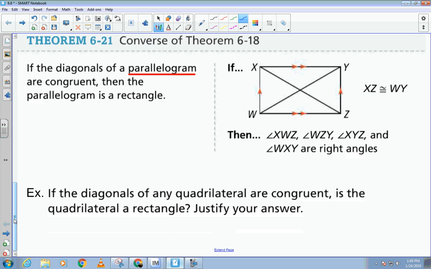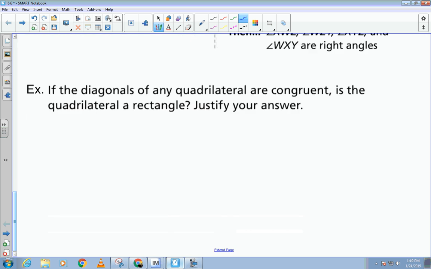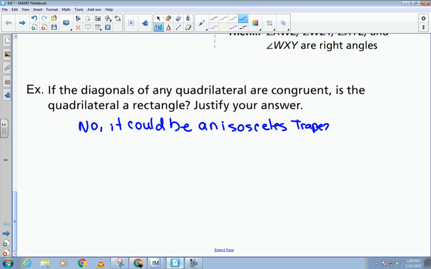Which is the question that it's asked right here. If diagonals of any quadrilateral are congruent, is the quadrilateral a rectangle? And the answer is no. It could be an isosceles trapezoid.